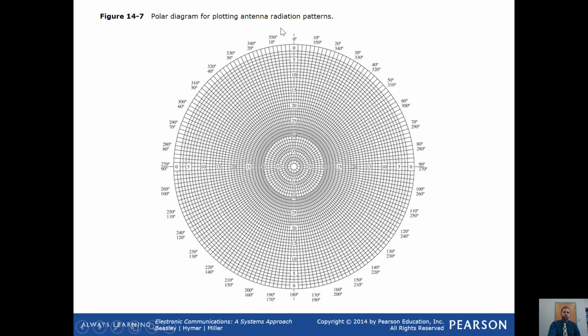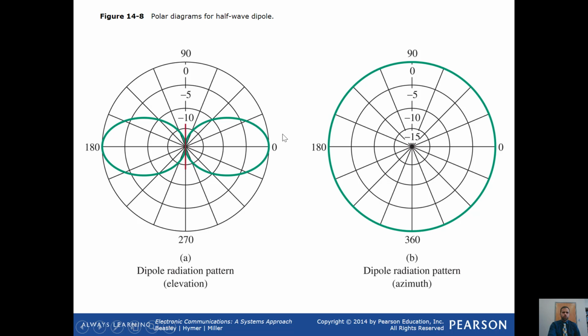Here's a polar diagram for plotting antenna radiation pattern. So it's 0 to 360 and allows you to plot whether or not energy is isotropic, equally in all directions, or whether it's going in certain directions more than others. So for instance, here's a half-wave dipole. You can see the energy is focused at 0 and toward 180. Those are the lobes going out of the antenna here. And that's called your radiation pattern.